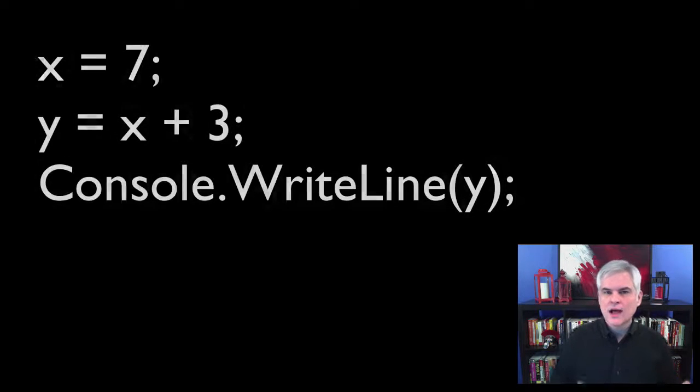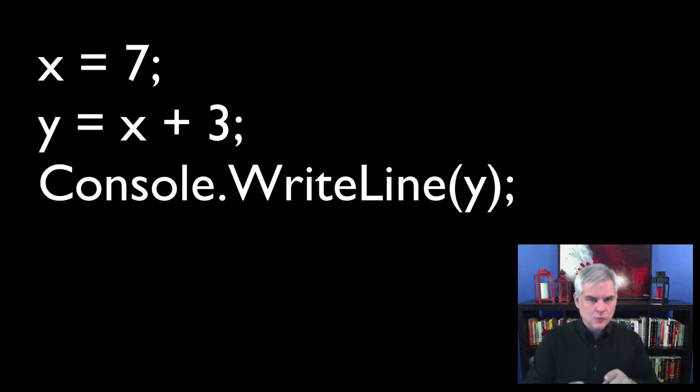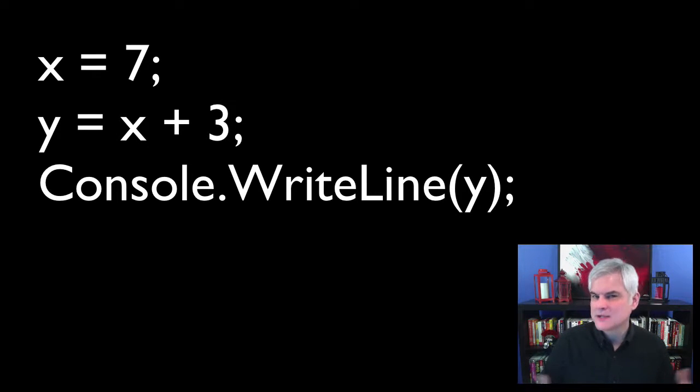So using that same thought process, take a look at this. X equals 7, y equals x plus 3, Console.WriteLine y. What would you expect to be displayed in the console window? The value 10, of course. You just read C# on your own without any of my help. It's common sense, right? It's pretty easy. Now, okay, honestly, there's a little bit more to it than just that.